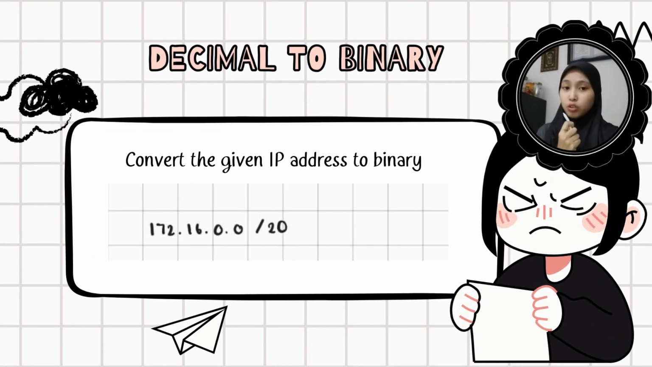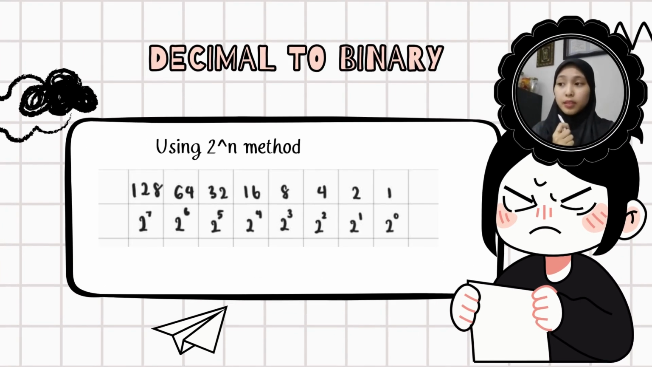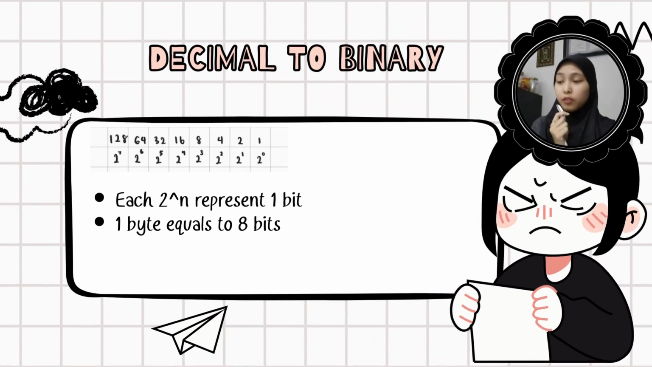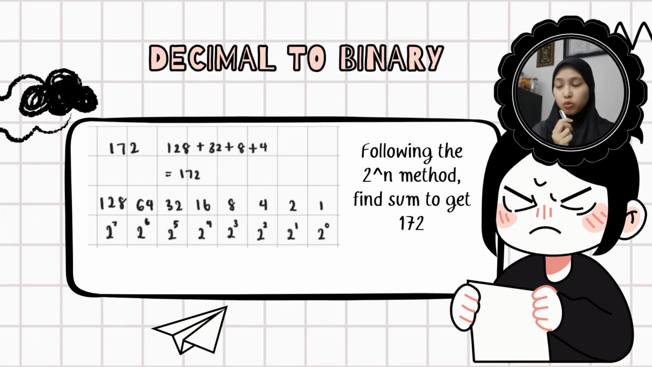Before I go into the question, I am going to convert the given IP address to binary. The method that I'm going to use is the 2 power of n method. In this method, the 2 power of n represents the bits. 1 byte equals 8 bits, which is why the highest is 2 power of 7. The value for each power is either 0 or 1. I'm going to show you how to do it.